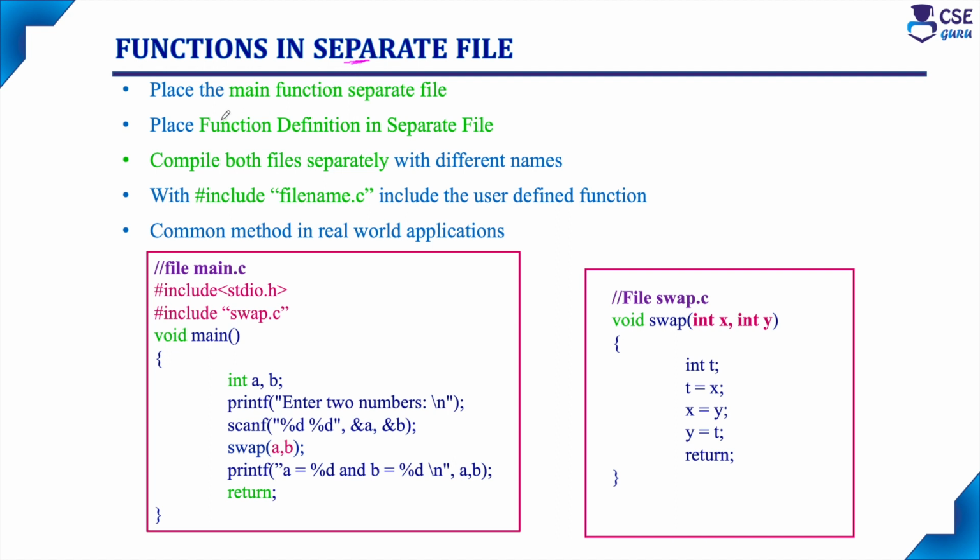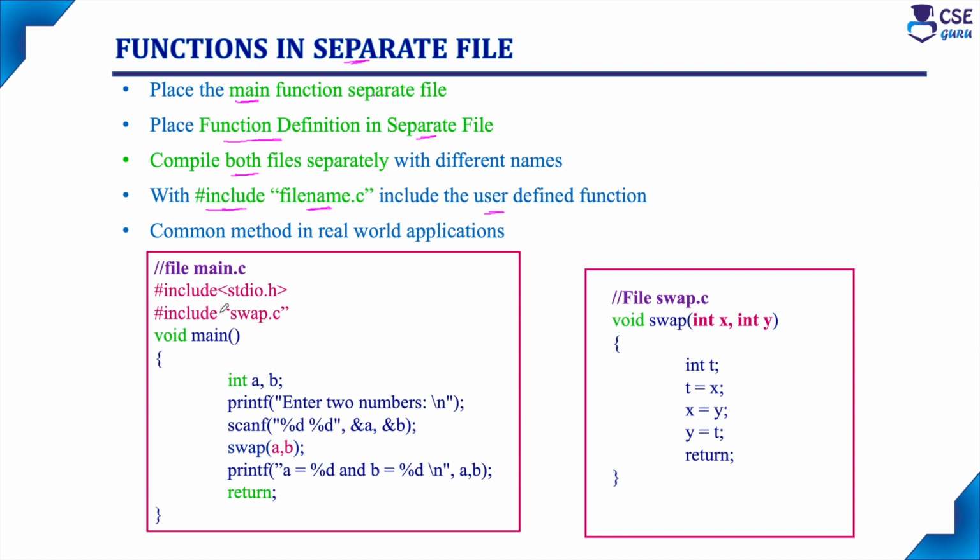Okay, so in this method, place the main function in a separate file and place the user-defined function, that is the complete function definition, in a separate file. So both the files we need to compile separately. Main function we need to compile separately and the user-defined function we need to compile separately. So compile both the files separately with different names. Then with the #include "file name.c", include the user-defined function in the main function.